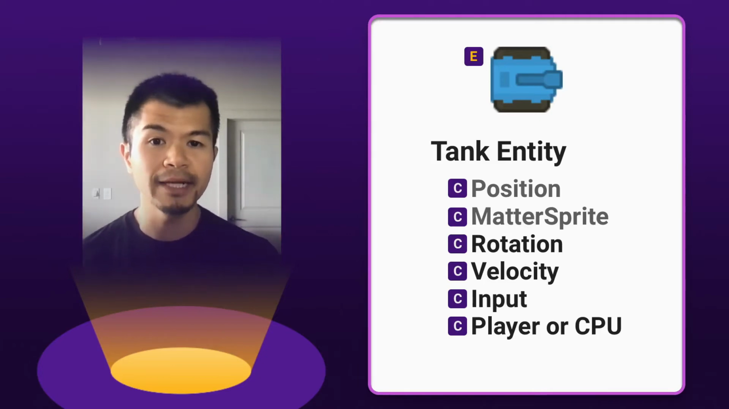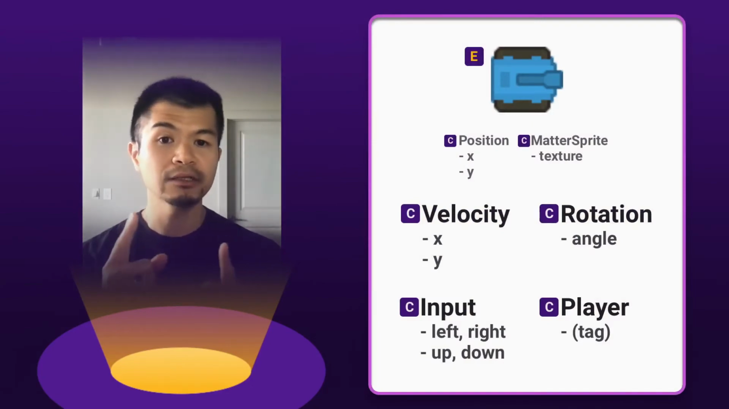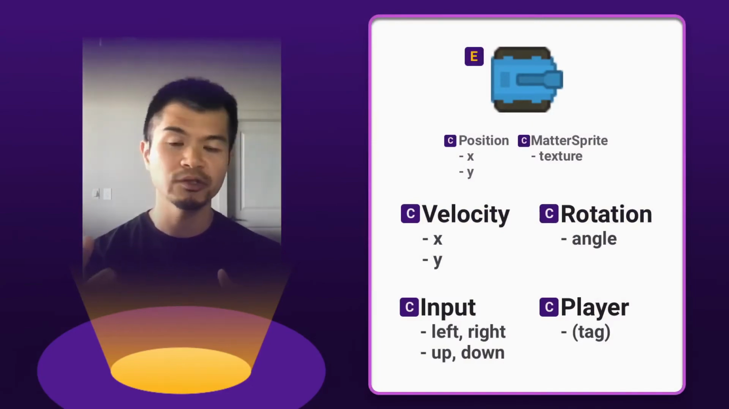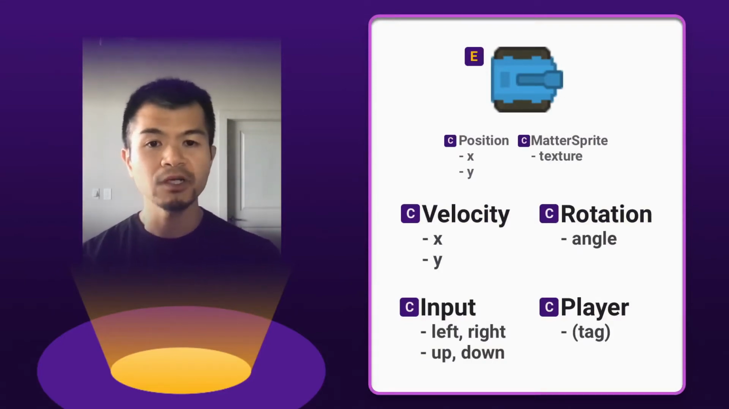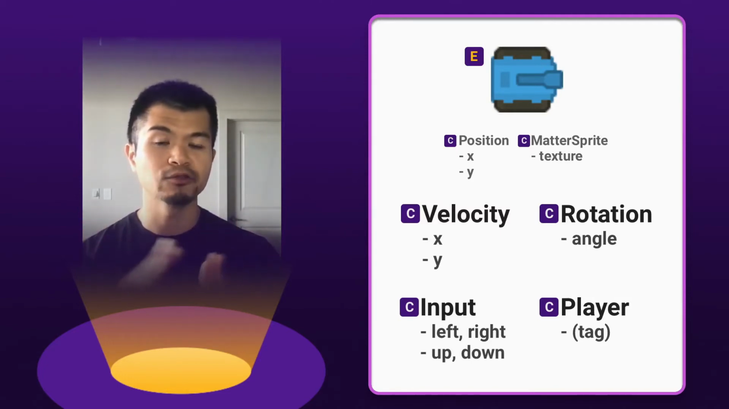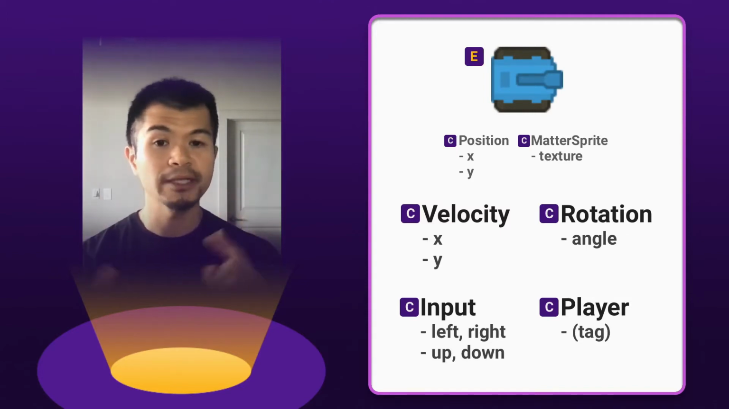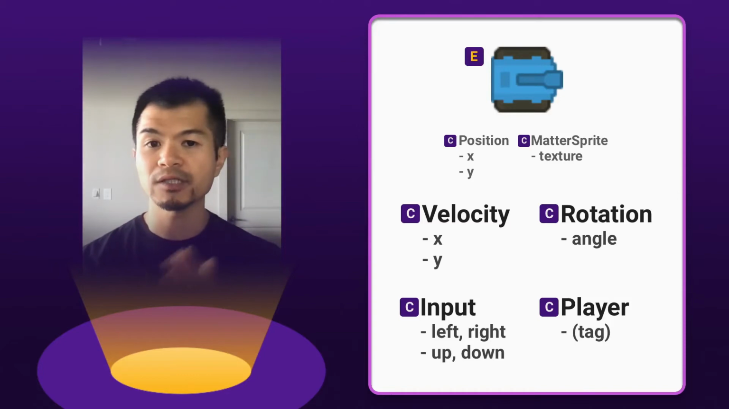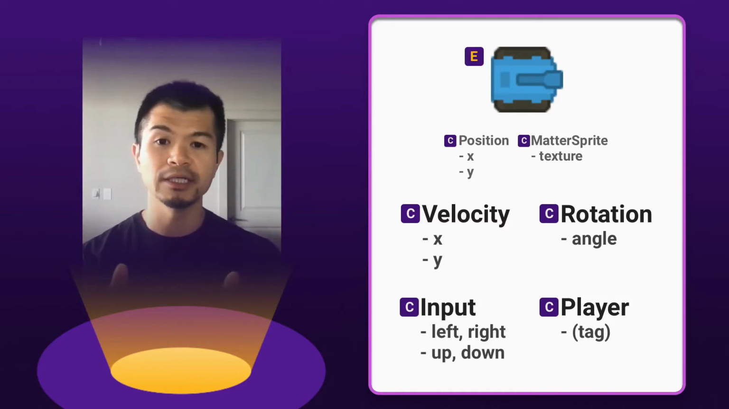Now let's look a bit at these other components. So we have the velocity component. That's going to be similar to our position component with just the X and Y properties. Then our rotation component has an angle. Our input component is going to have left, right, up, and down. So now that's just going to represent whether the up key is pressed, the down key is pressed, the left key is pressed, or the right key is pressed. It's going to map basically to Phaser's cursor keys. So we'll show you how to do that in the system.